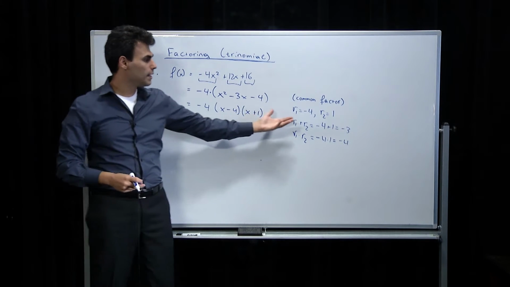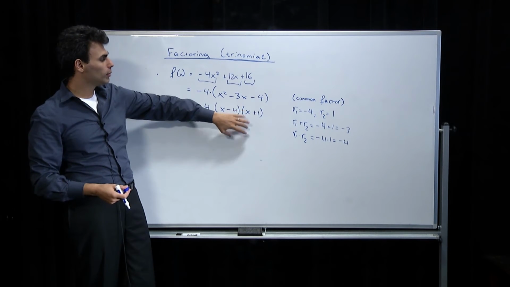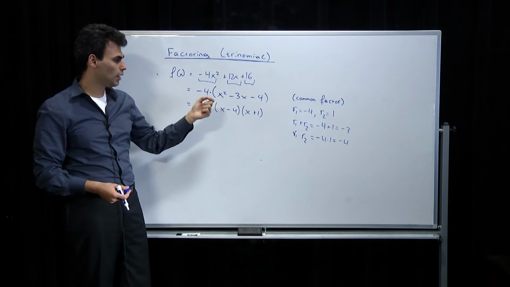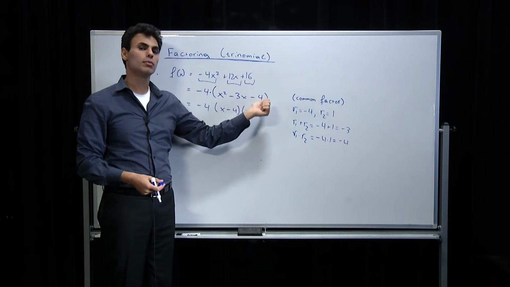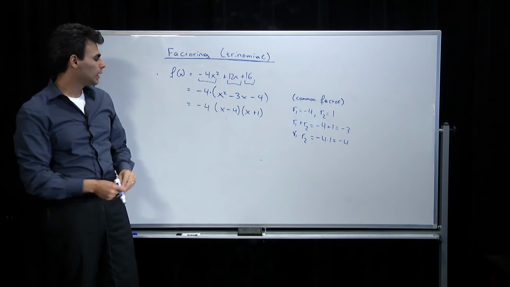So these numbers are chosen in such a way that when I break it like this and do the multiplication, I get this one back. How did I find these numbers? It's very simple. Try to find two numbers which add up to minus 3 and multiply to minus 4. And just put them in here. So this is now completely factored.